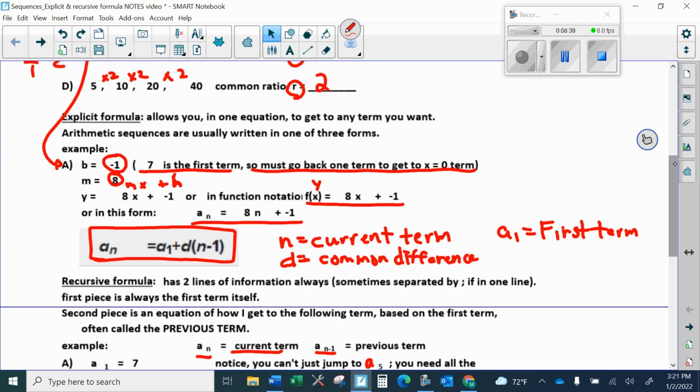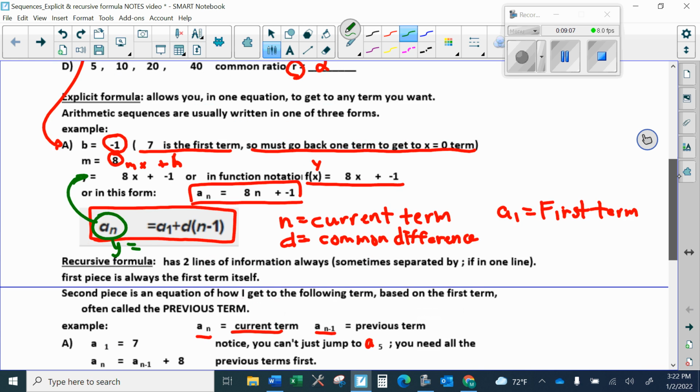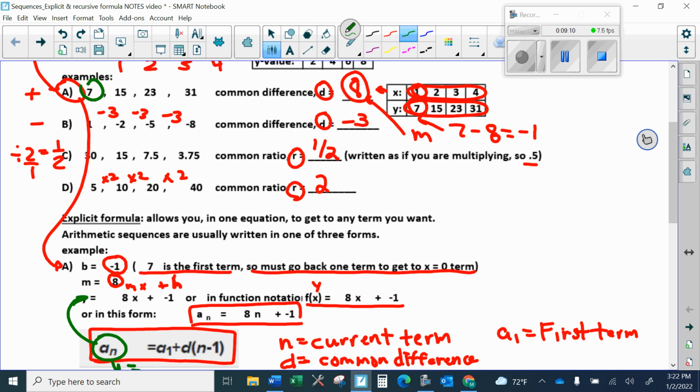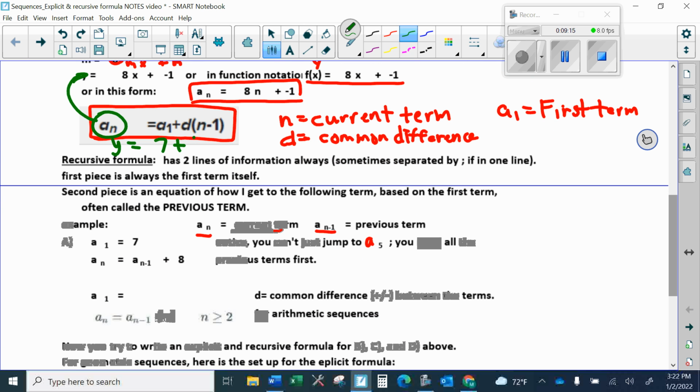So is there any difference between this and what I've got written right here? The answer is no. It looks different, it's written in a different format, but it's the same thing. So let's see that. A sub n would be like my y. This would be like the y right there. A sub 1, remember, was that first term. That's that 7 right here. There's the first term, 7, plus that common difference, which was 8.